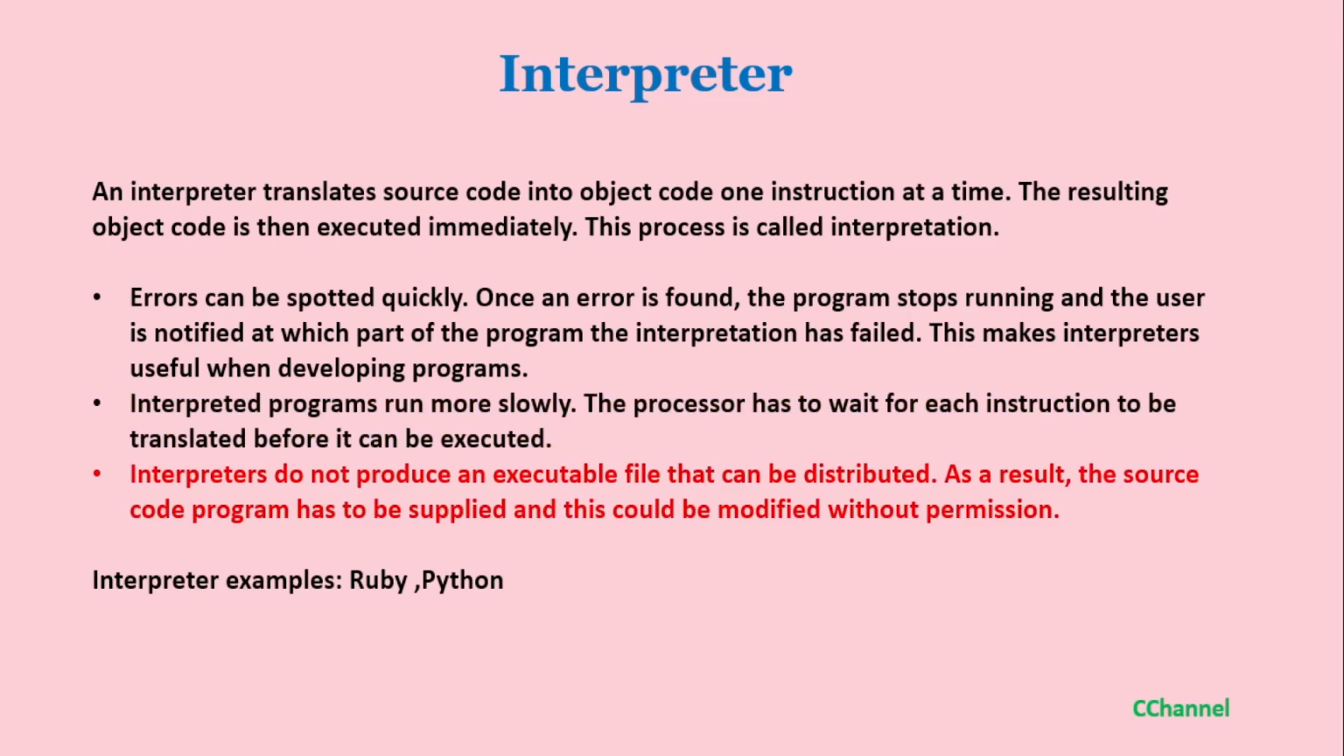Interpreters don't produce an executable file that can be distributed. As a result, the source code program has to be supplied, and this could be modified without permission. Ruby, Python are the examples of interpreter.